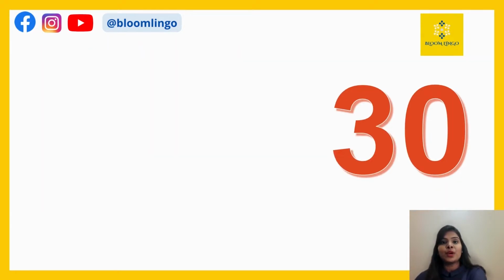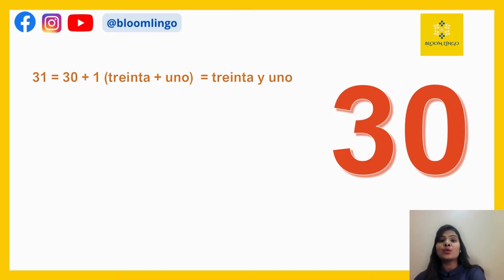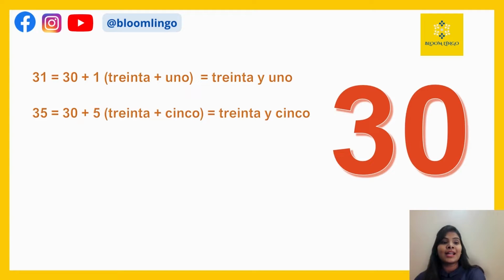In 30 to 100, we add an and to all the numbers. And is represented by a Y, that is y in Spanish. Let's see that. 30 is treinta, 1 is uno, treinta y uno, 31. Next number for you guys is 35. 30 is treinta, 5 is cinco. So 35.